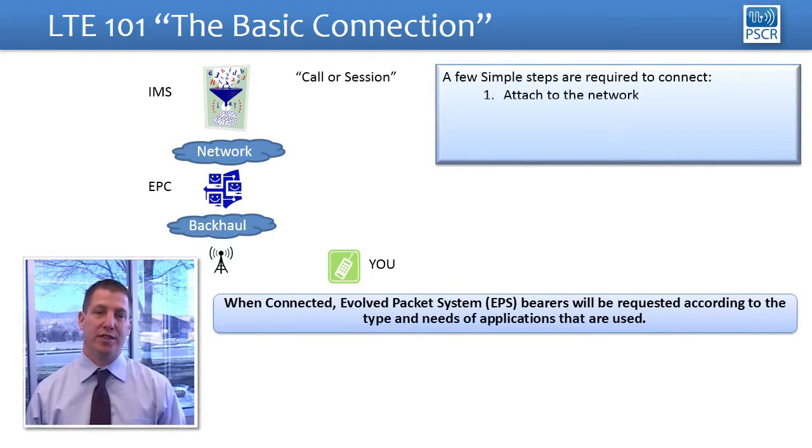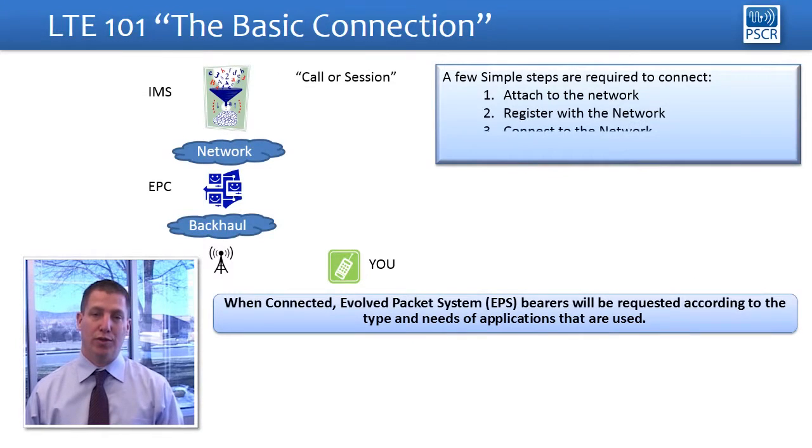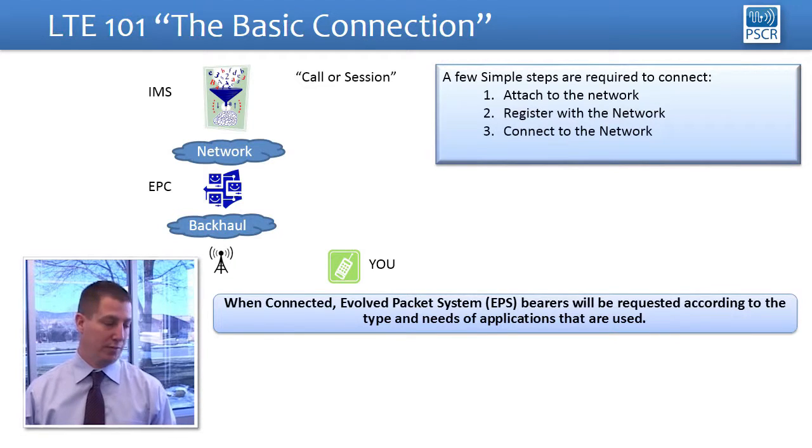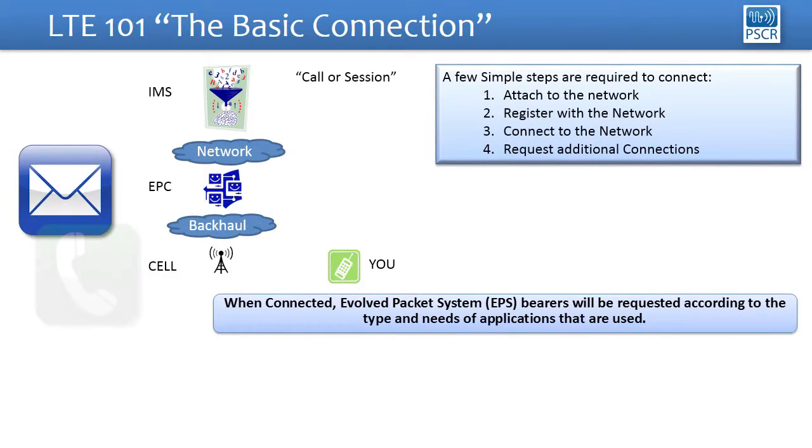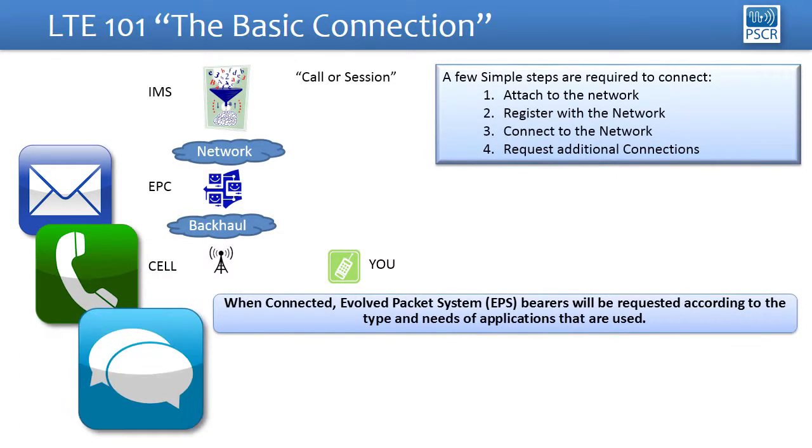So it basically just says, hey, I'm here, I want to register, and I want to be able to use service when it's available. Once it's registered, then it will connect to the network, and then you can establish data connections to use your applications and get the services that are available. And lastly, it'll request additional data connections. So if you want to do multiple things in parallel, you're able to launch different applications, make voice calls, answer text messages while you're in voice calls, things like that.